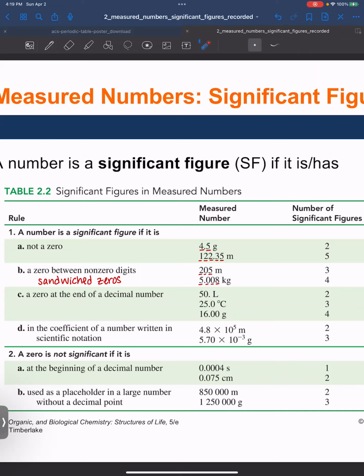A number is a significant figure if it is a 0 at the end of a decimal number. So what I always tell students is to look if there's a decimal. And if there are any zeros after the decimal, they are considered significant. And even in this case, after this non-zero number, this would be considered significant. So 50.0 liters is 2 sig figs. 25.0 degrees Celsius is 3 significant figures. And 16.00 would be 4 significant figures. So those trailing zeros after a decimal do count as significant.